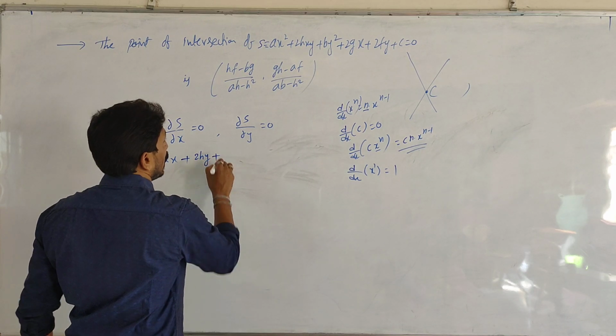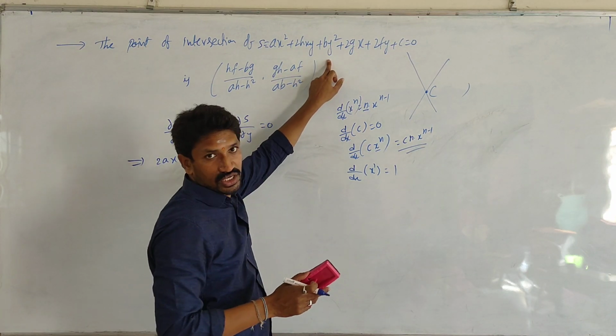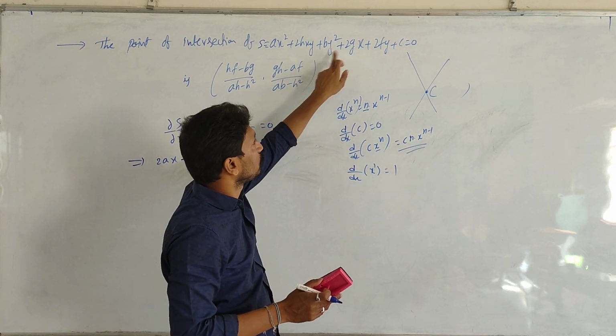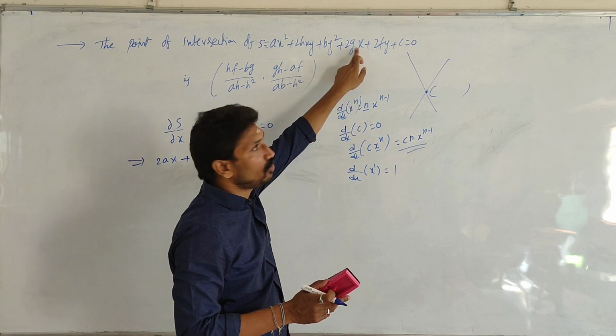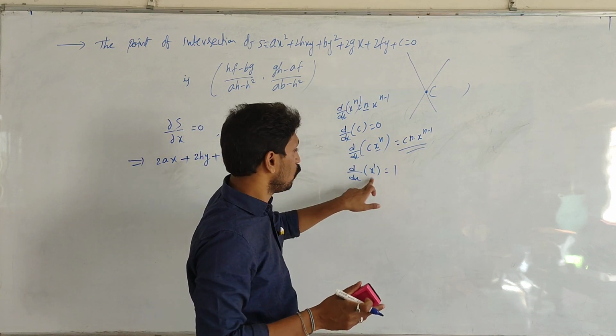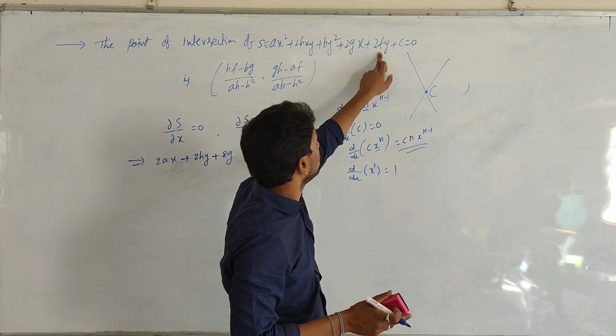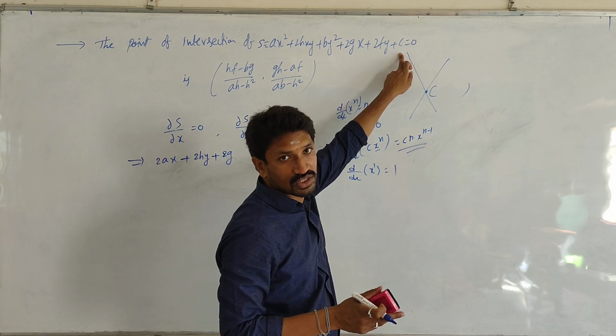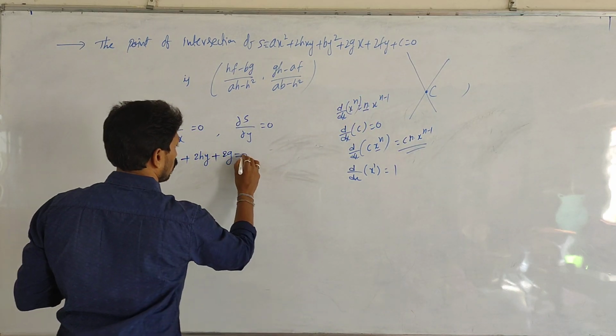So next, plus by square is constant, so 0. Totally there is no x term. 2gx: here x is the variable, 2g is the constant, so 2g into x differentiation, 1 only. Next one, 2fy is constant and c is the constant. So this is the one equation.